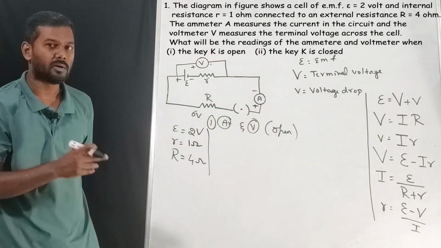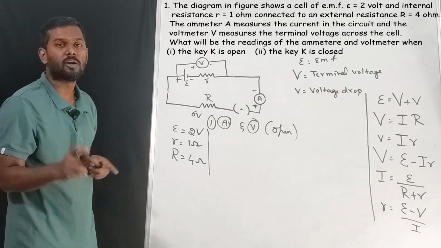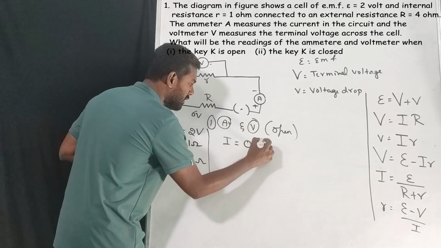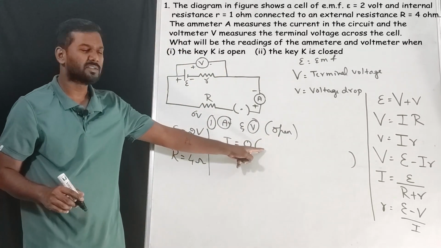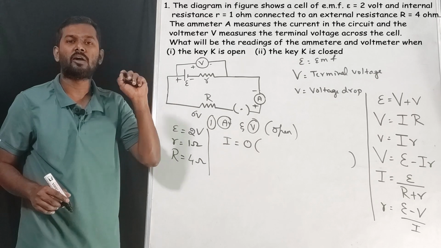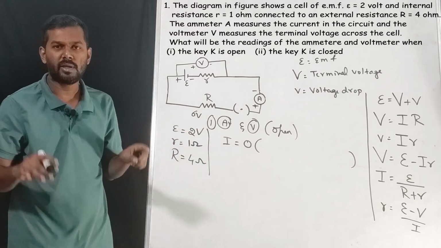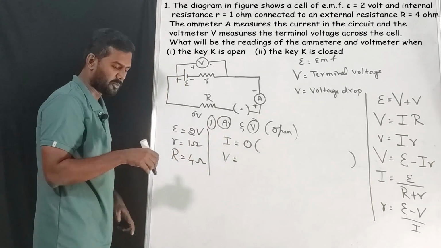When the circuit is open, current will not be flowing. So in the first sub question, I will be equal to 0. You have to write the reason in the bracket. What is the reason? When the circuit is open, the current will not be flowing, so hence the current will be 0. Next, the voltmeter reading in the same sub question.